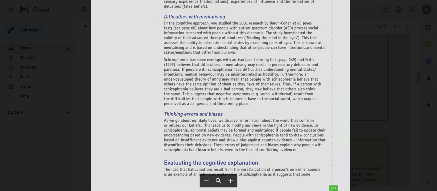So as we go about our daily lives, we discover information about the world that confirms or refutes our beliefs. This leads us to modify our views in light of new evidence. In schizophrenia, abnormal beliefs may be formed and maintained if people fail to update their understanding based on new evidence. People with schizophrenia tend to draw conclusions based on insufficient evidence. So what they're saying here is that if you believe a certain thing, you may change your beliefs with the way life is going, right?